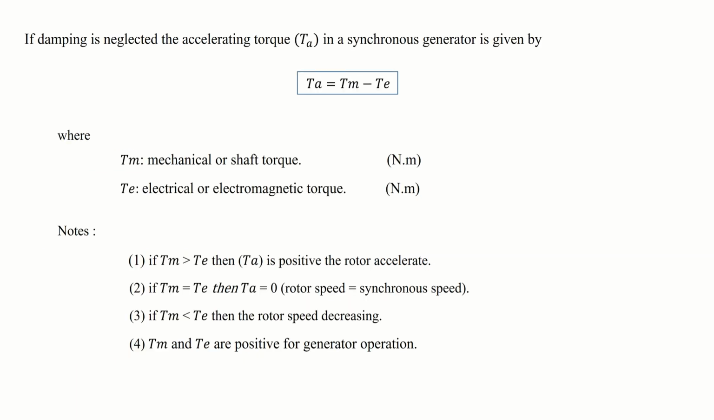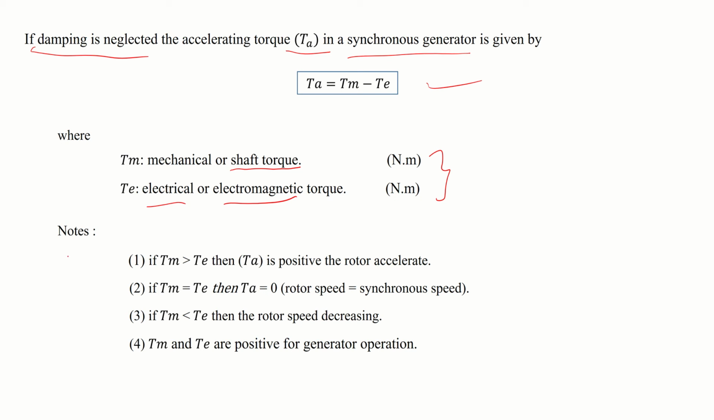Okay. So when the damping is neglected, the acceleration torque in a synchronous generator is given by the mechanical torque minus the electrical torque. So this represents the mechanical torque or shaft torque, and this represents the electrical or electromagnetic torque. Both of them we can measure in newton meters.